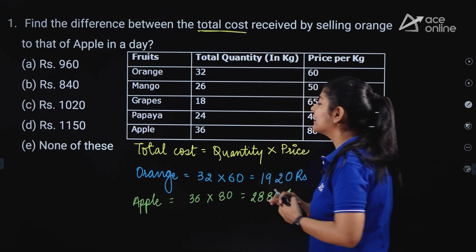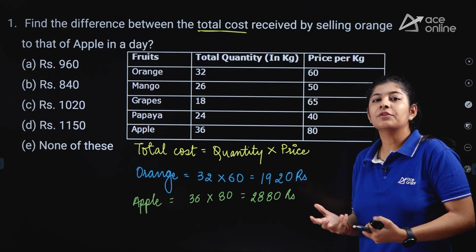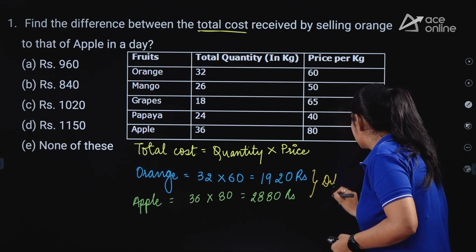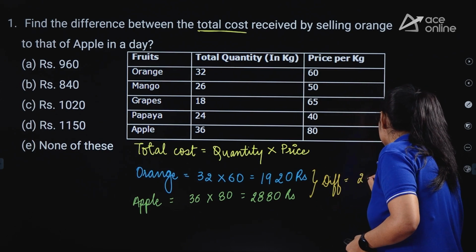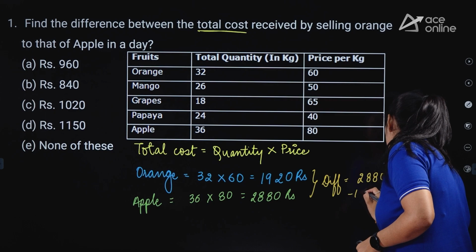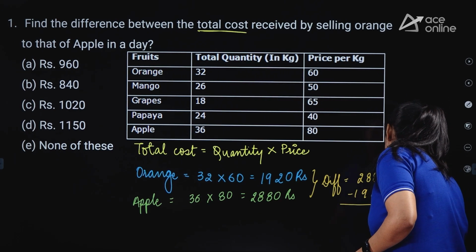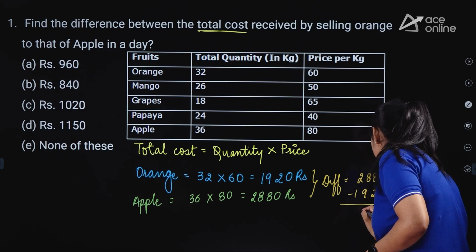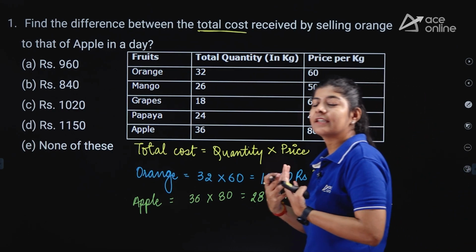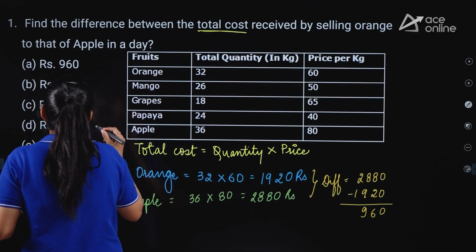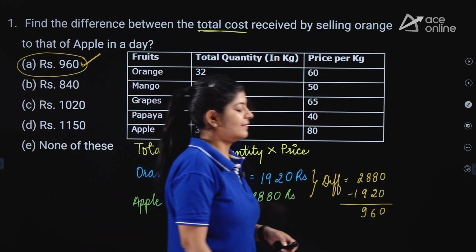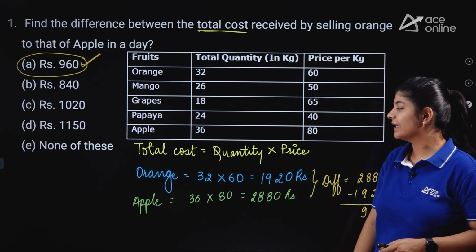So basically these are the amounts that we are having, but we need to find out the difference between these. So we can simply write 2880 minus 1920, and here we are getting 960 rupees. The difference between the total cost of oranges and apple is rupees 960. That means option A is the correct answer.